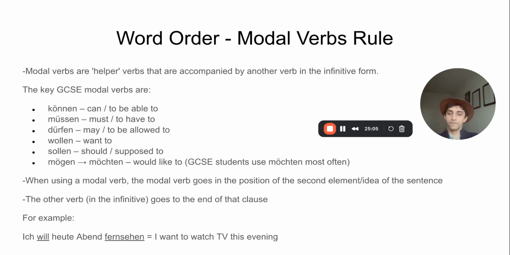So this example is Ich will heute Abend Fernsehen. Ich will, that's the modal verb, which is the conjugated verb, so it stays as the second element or idea of the sentence. As you can see, it is here. Will, it's actually the second word as well. The first element or the first idea is ich, meaning I. And then the second verb in the infinitive form, Fernsehen, goes right to the end of that clause, right to the end of the sentence, effectively here too, producing Ich will heute Abend Fernsehen. I want to watch TV this evening.